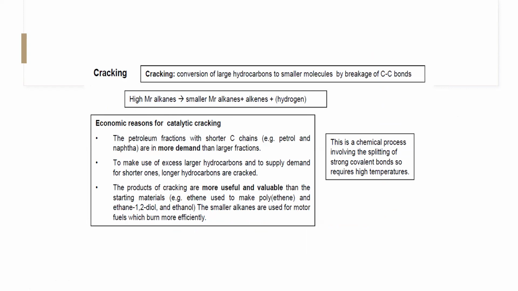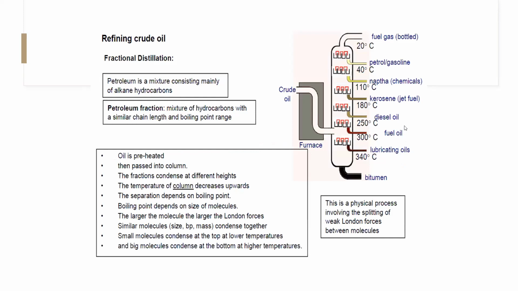For example, ethene is used to make polyethylene, and ethane-1,2-diol and ethanol are made from it. Smaller alkanes are used for motor fuel, which burns more efficiently. That's why instead of using lubricating oil, fuel oil, or diesel, we prefer that a car should have petrol or gasoline, so it can burn in a small region, it can burn efficiently.